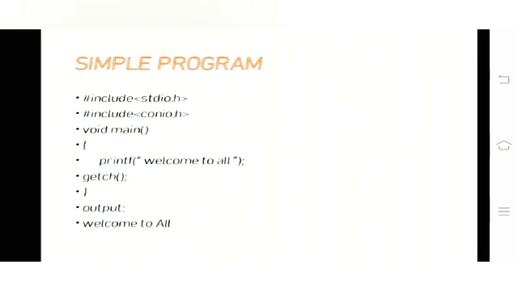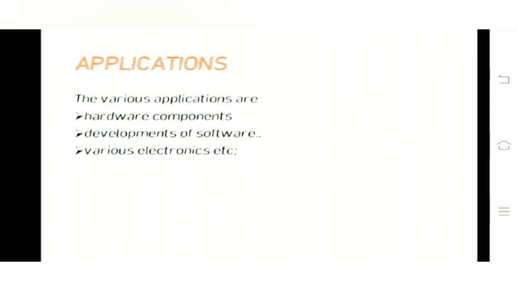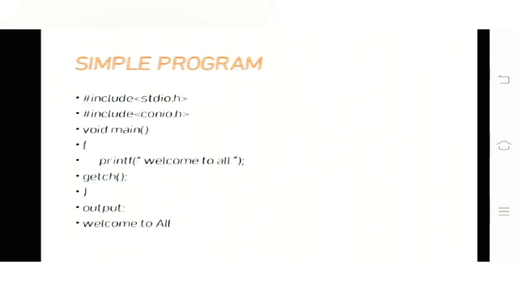Here is a simple program to print a word. These are #include <stdio.h> and #include <conio.h>. These are the header files. The #include <stdio.h> is used for printf, the input and output commands. And #include <conio.h> is used for console operations. And void main, this is the function.